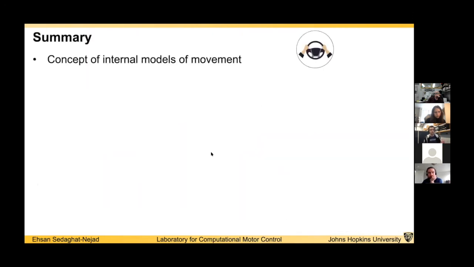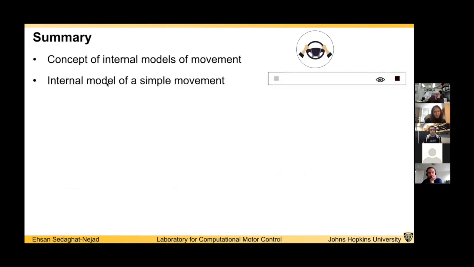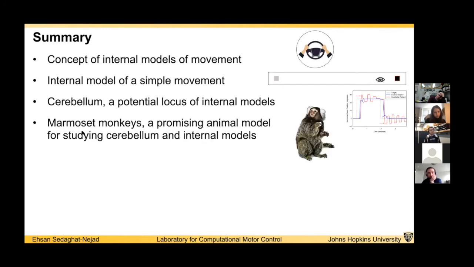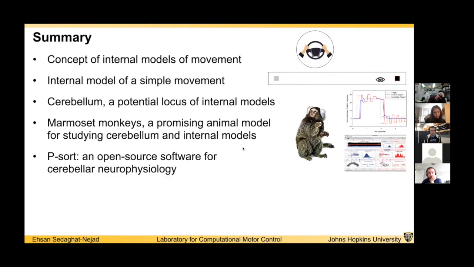Okay, just to wrap up, today I started with a very simple context, our concept of what the internal model is. We did a very fun experiment with just simple saccadic eye movement and saw that even this simple eye movement can be different than what you think it should be. When the cerebellum gets damaged, all types of control of movements also get damaged, and people may have great difficulty. In our lab, we established protocols and proved that marmoset monkeys are very promising animal models to study the cerebellum and also internal models of movement.